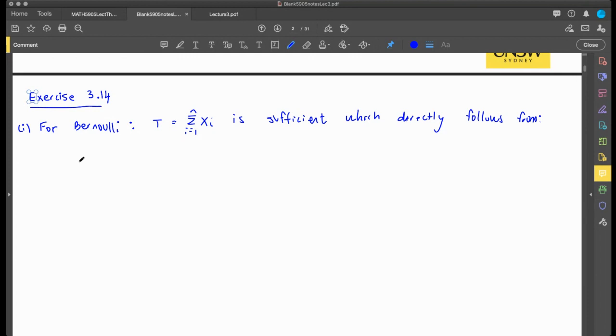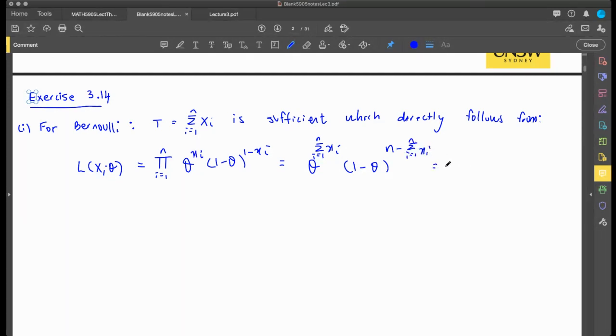We write down the likelihood, L(x), parameterized by theta. And what is it? Well, it's just the product from i equals 1 to n of the probability mass function for Bernoulli, which is theta^x_i times (1 minus theta)^(1 minus x_i). Now I can apply this product. I'll have theta to the sum from i equals 1 to n of x_i, times (1 minus theta) to the n minus the sum from i equals 1 to n of x_i. And if t is the sum of the x_i's, I can just write this as theta^t times (1 minus theta)^(n minus t).